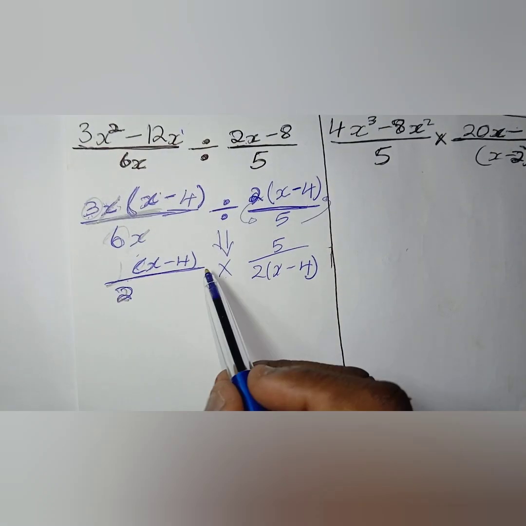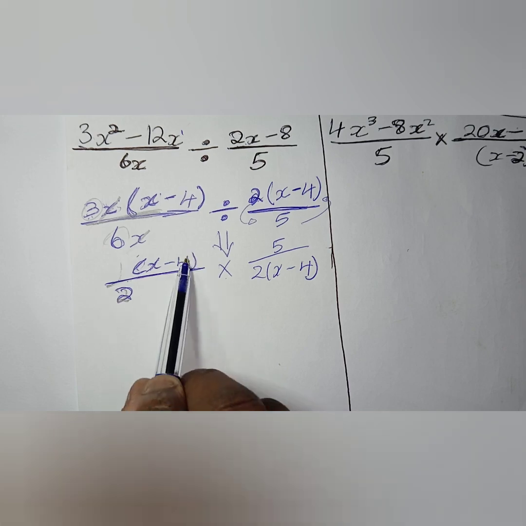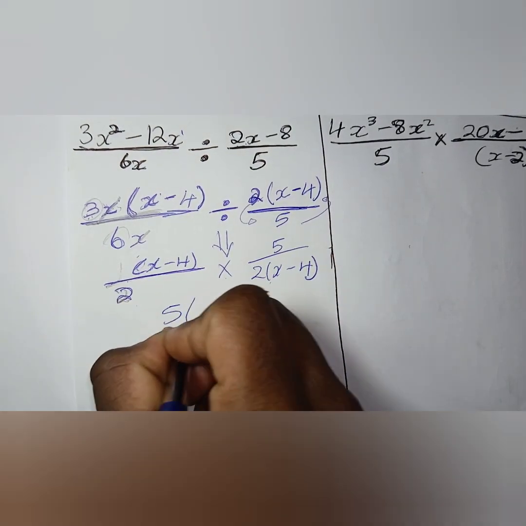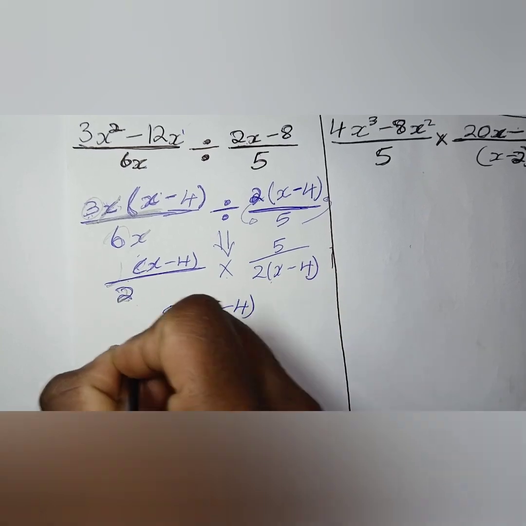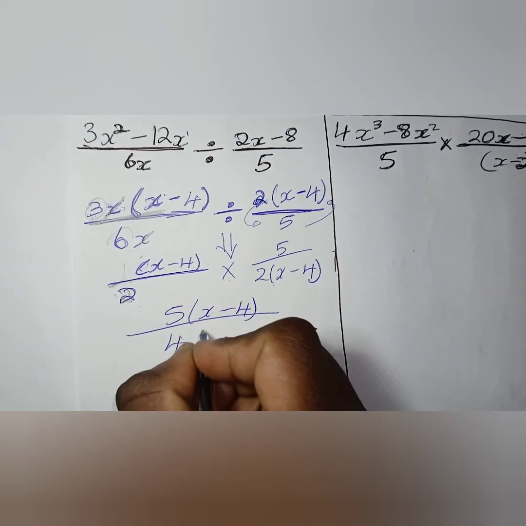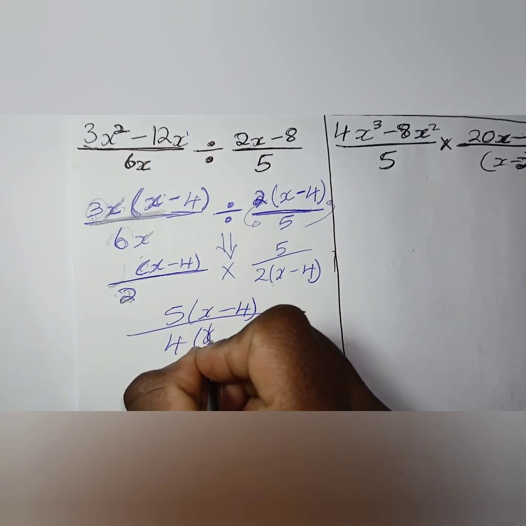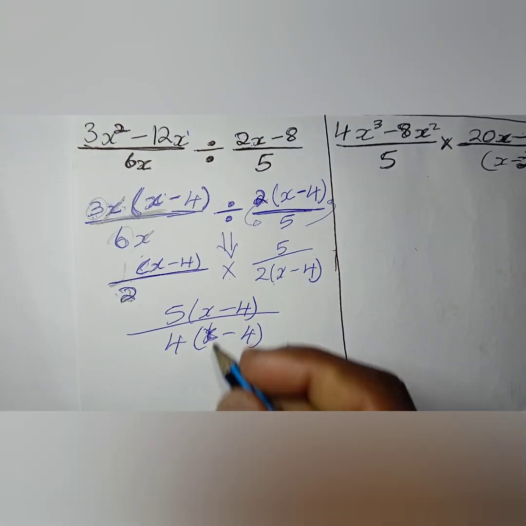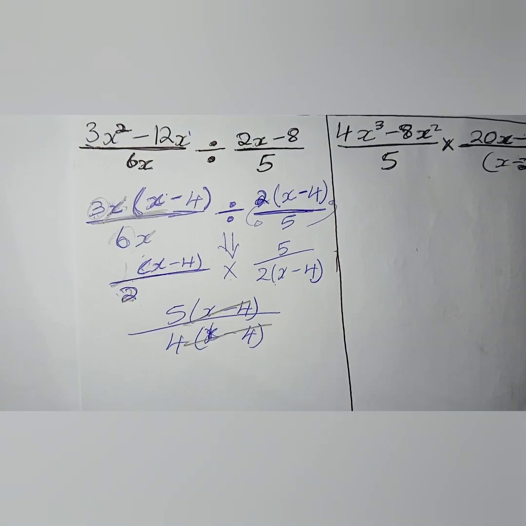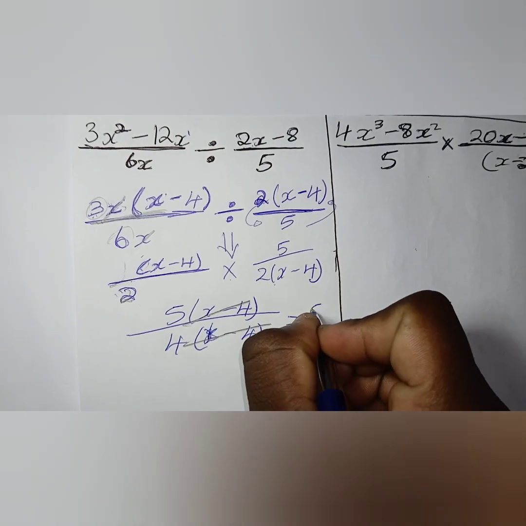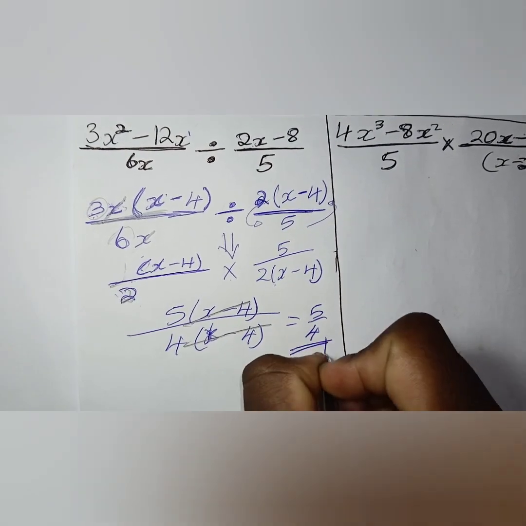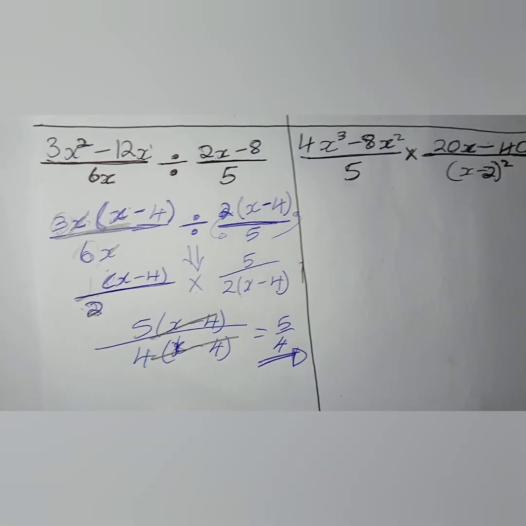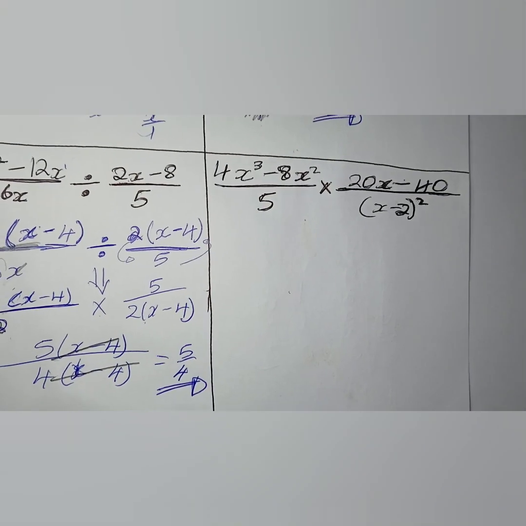So now I know, guys, if I multiply fractions, numerator to numerator, denominator to denominator. So this is what I will get. And this and that, it's 4x minus 4. And I know, guys, if I divide the same thing, I cancel, and I will be left with 5 over 4 as my final answer. Do you see?